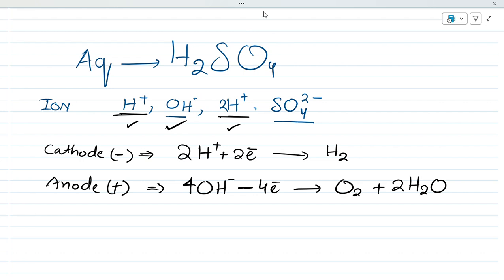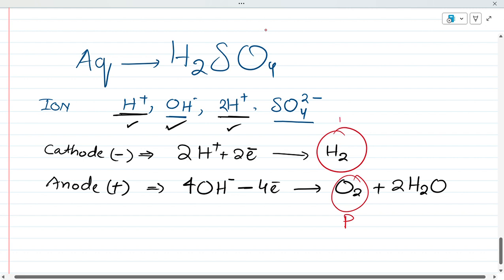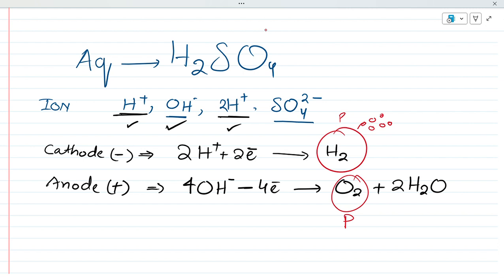If we talk about the observations and products, we can mention hydrogen and oxygen as the products, and we can also mention the bubble formation of the hydrogen gas, and oxygen is also a colorless gas, so you can mention the bubbles of colorless gas seen at the anode and cathode. Alright, so this is all about the electrolysis of aqueous solutions.